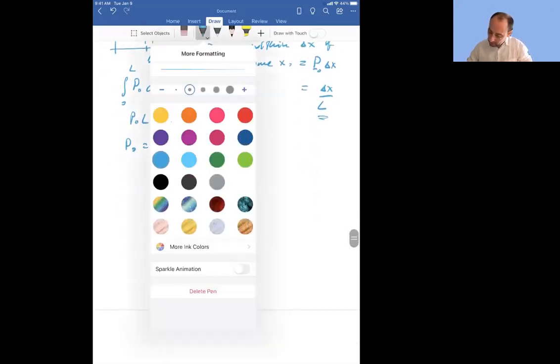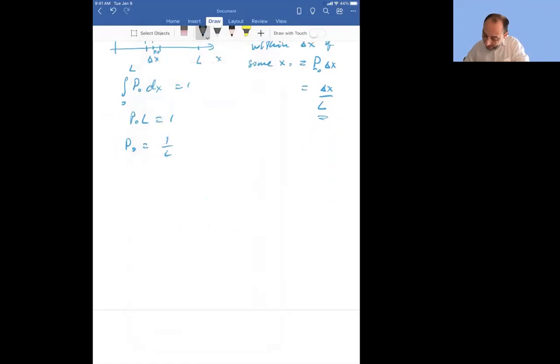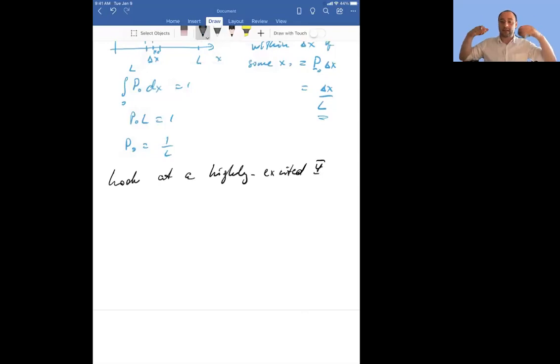Now let's go back to quantum mechanics and let's look at a highly excited state. Look at a highly excited wave function, highly excited state. N equals 1,000,000,000, something like that. What does the probability density look like for that thing?